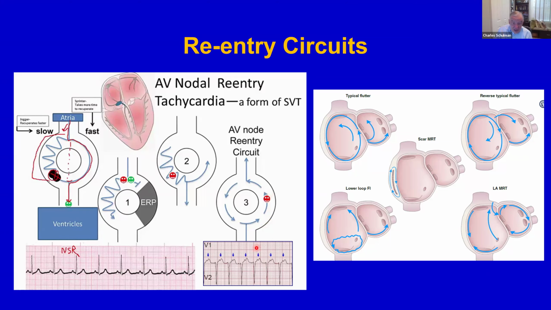So, here you see an example of the retrograde P waves that occur with a short RP interval. So it's going in a counterclockwise fashion, and the atria are depolarized retrogradely. And you can have reentry in atrial flutter. You can have it around scars, both in the atrium. This shows it in the atrium, but you can also have it in the ventricle.